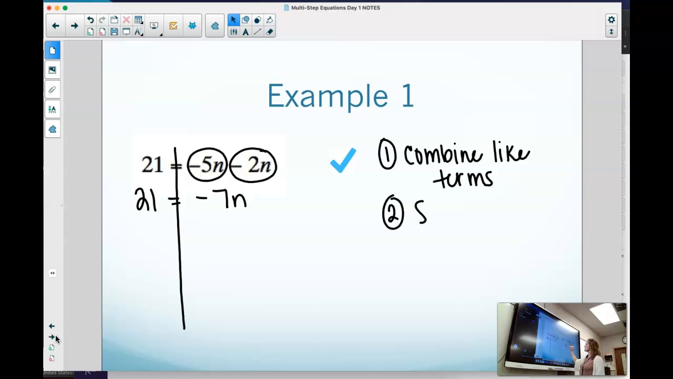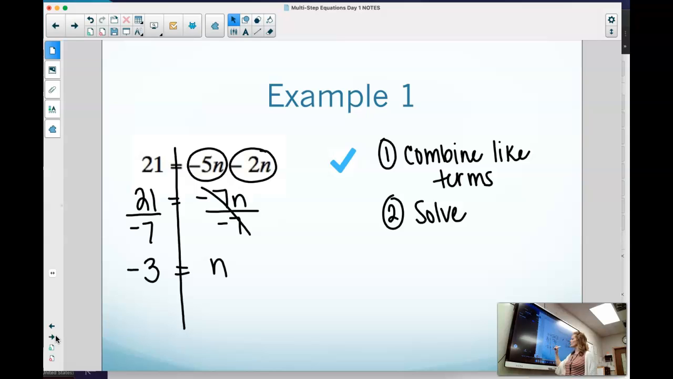Step 2 is to solve. Sometimes it's going to be a one-step equation. Sometimes it will be 2 steps. In this case, it's just 1 step. To get the letter by itself here, I need to be able to divide by negative 7. These cancel out. I have n equals negative 3. Now you may need to pause the video at this point and finish writing everything in your notes. Okay, if you don't need to, you can just keep listening and going on to the next slide.